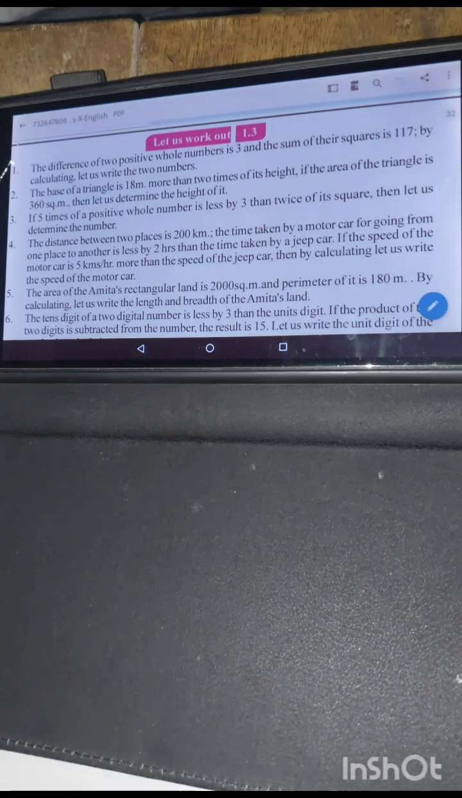It says the base of a triangle is 18 meter more than 2 times its height. The base of a triangle is 18 meter more than 2 times its height. If the area of the triangle is 360 square meter, then let us determine the height of it.